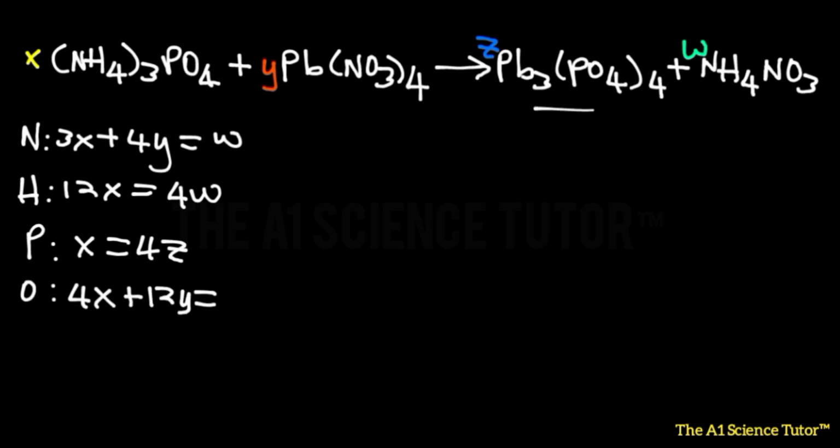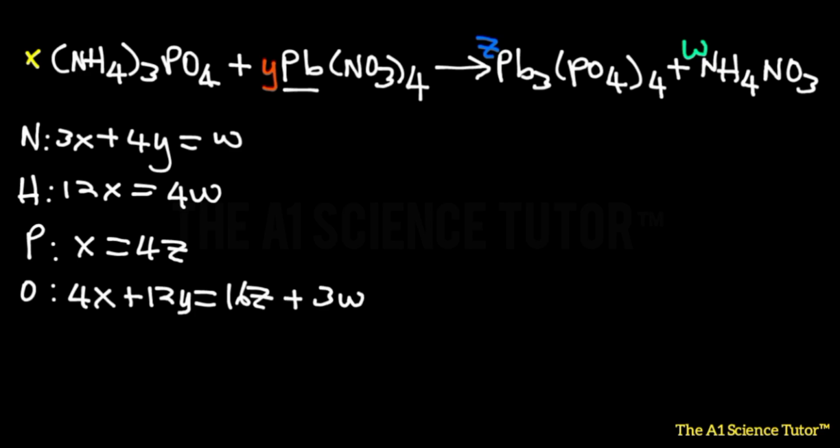Now on this side, we're going to have 4 atoms of the oxygen, but we got 4 as a subscript outside the bracket. So that will be 4 multiplied by 4, and that will give us 16. So that will be 16 multiplied by z. That gives us 16z. And then here we have 3 atoms of the oxygen. That will be multiplied by W. So that will be 3W.